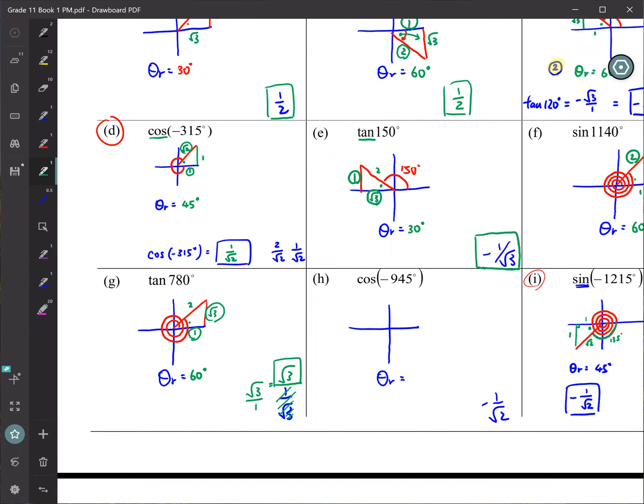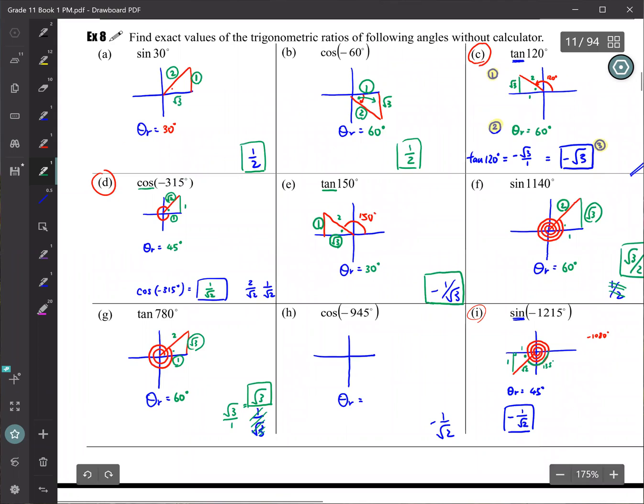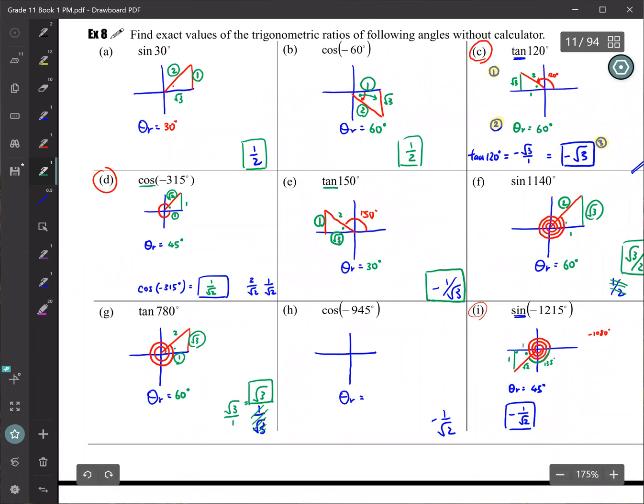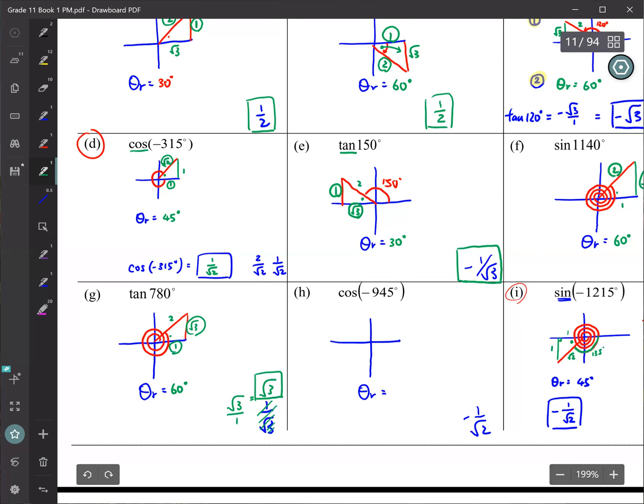Any questions? Is it too fast? Okay, last one, cosine -945.